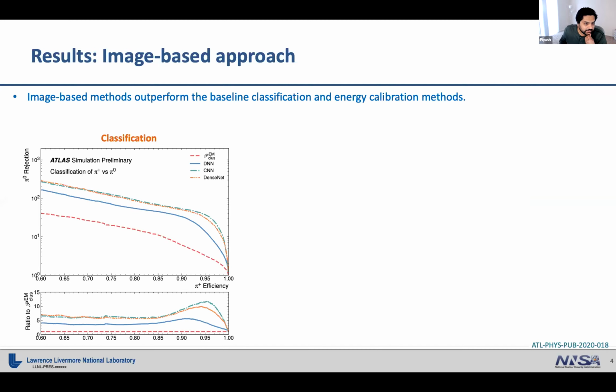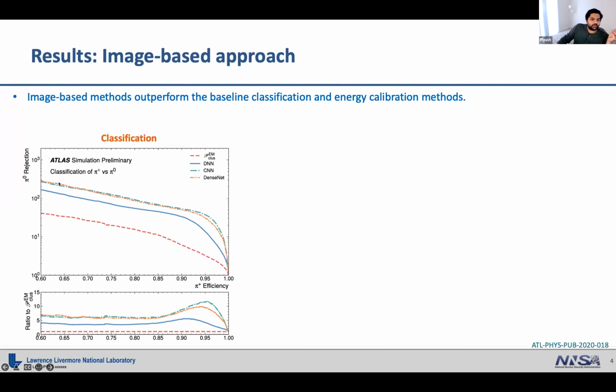Here you're looking at a comparison of the classification performance with the baseline method, this EM probability in red, which, if I'm not wrong, has been used for several years now at Atlas for classifying different types of pions. And the three other lines that you're seeing in this plot are the performance of three different deep neural network models. One is a fully connected neural network, which is the DNN. There's a CNN, and there's another convolutional type of network called DenseNet that we used for our classification.